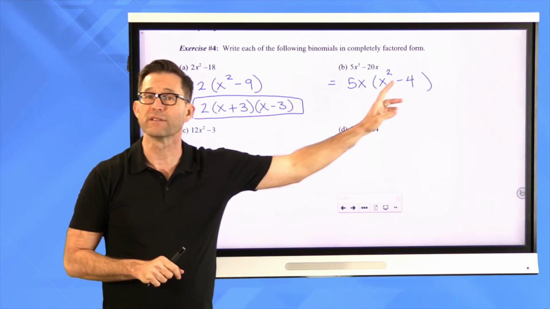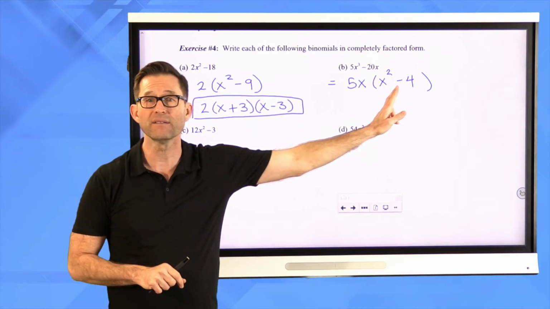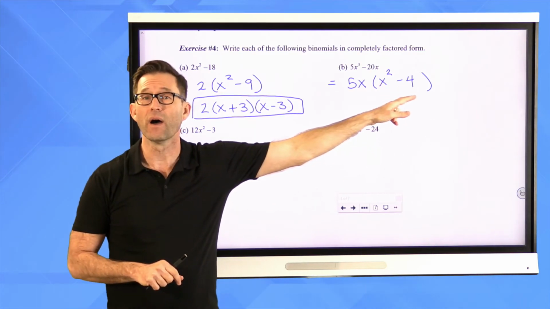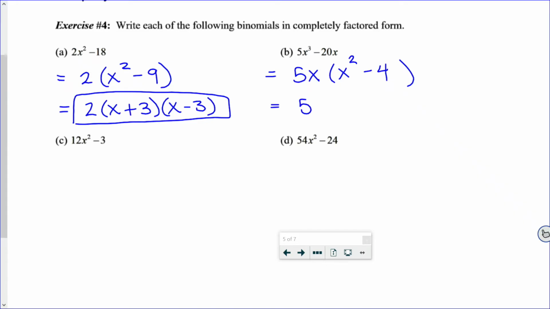X squared minus 4, again, is the difference of perfect squares. X times x, minus, a difference, 2 times 2. So I can now factor that as 5x times x plus 2 times x minus 2.